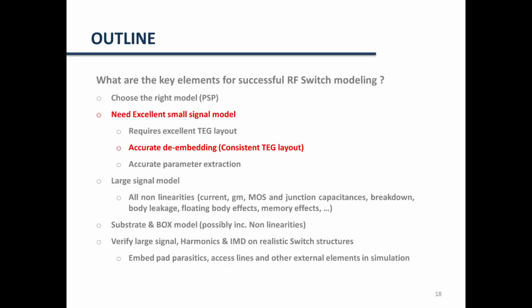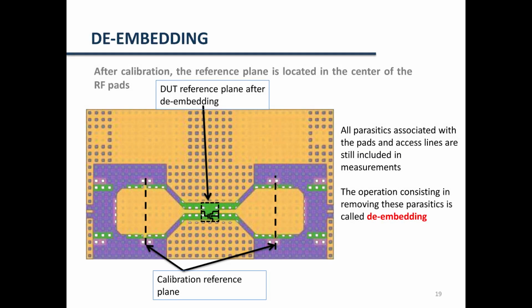So now, in order to obtain an excellent small signal model, we need accurate de-embedding, and a de-embedding consistent with the test structure layout, of course. After calibration of the VNA, the reference plane of the measurements is located at the center of the RF pads, as can be seen on this sketch. All the parasitics associated with the pads and access lines are still included in the measurements, so this means that they have to be removed. The operation consisting in removing these parasitics is called de-embedding. After de-embedding, the new DUT reference plane will be at the center, as exemplified by the dashed box lines here.